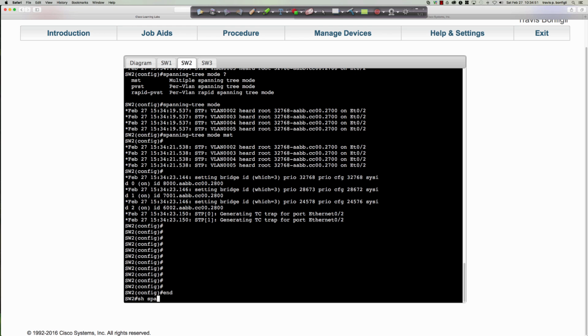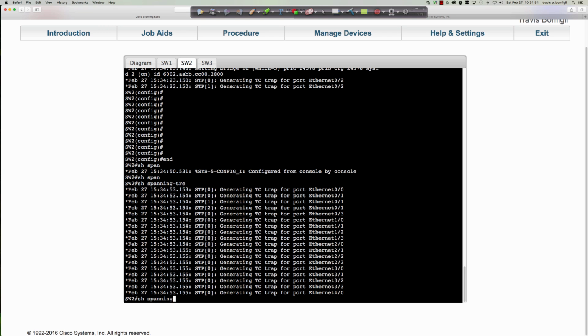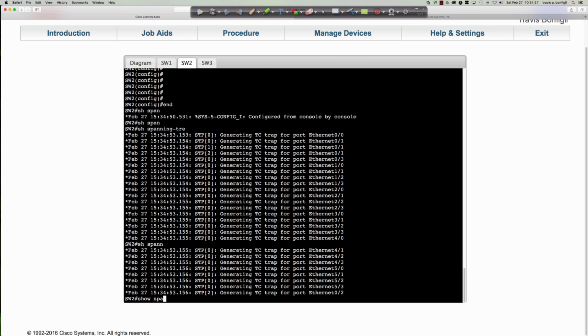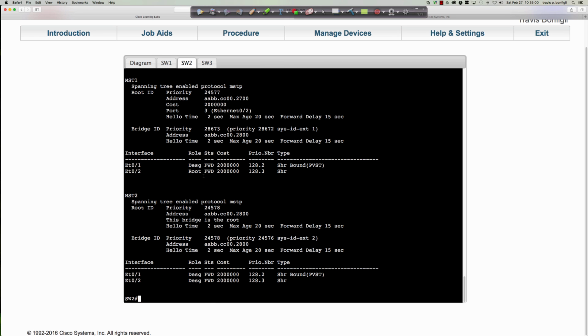So if I were to now say show spanning tree, and we'll come down here to MST instance 1 and instance 2. What has disappeared between these guys? You no longer see out Ethernet 02 on switch 2. It doesn't say bound PVST because the other end of Ethernet 02 is switch 1. However, we still have this bound PVST, right? So we have a legacy PVST neighbor out Ethernet 01.